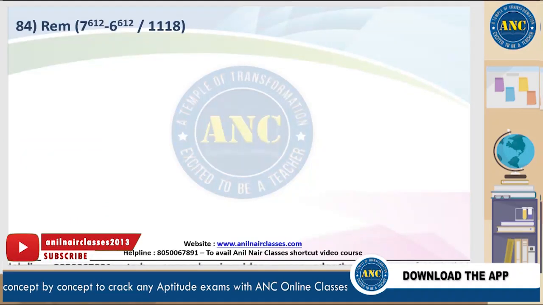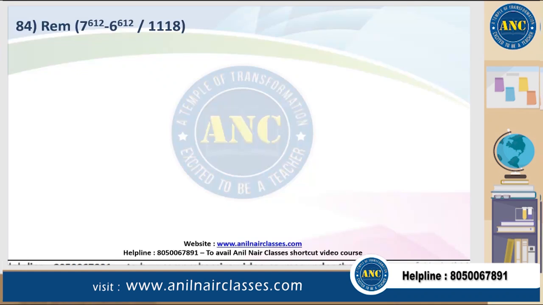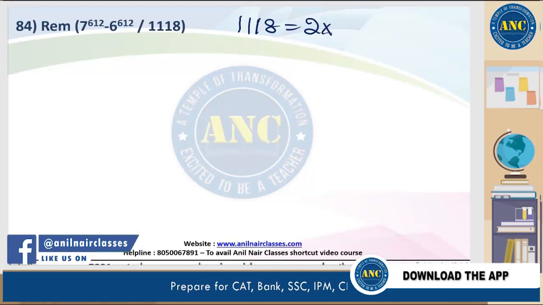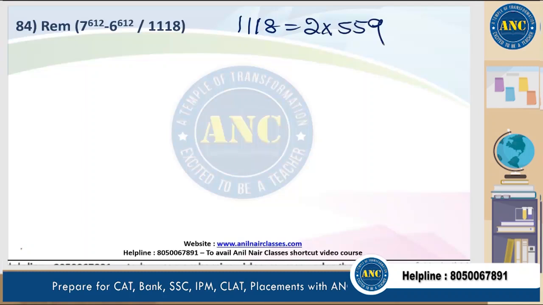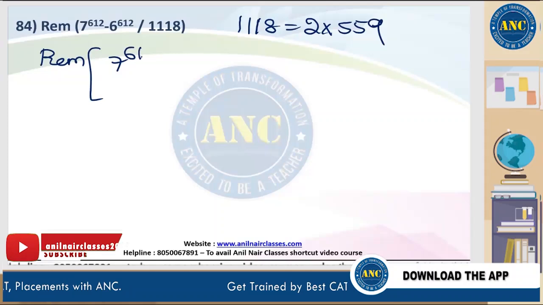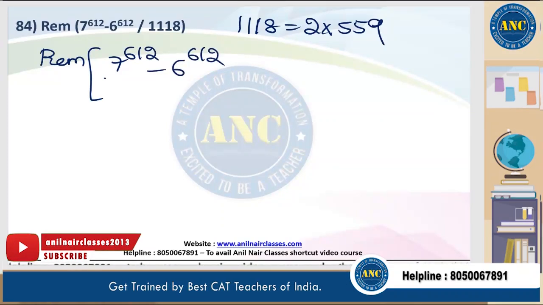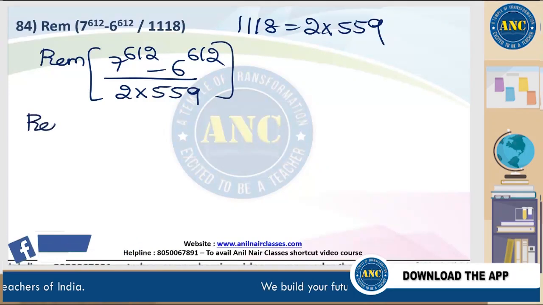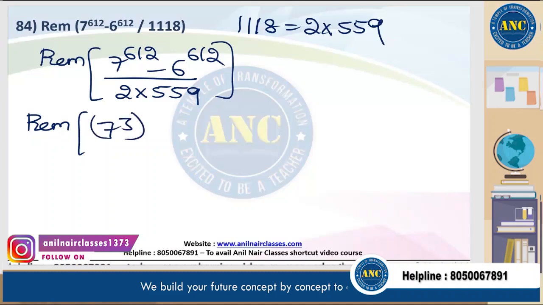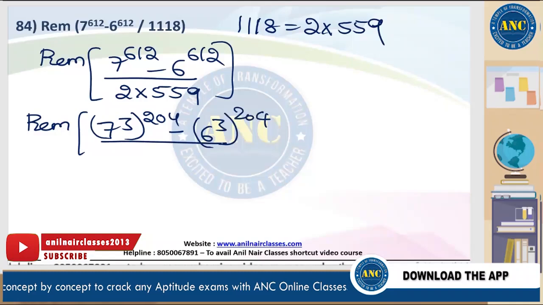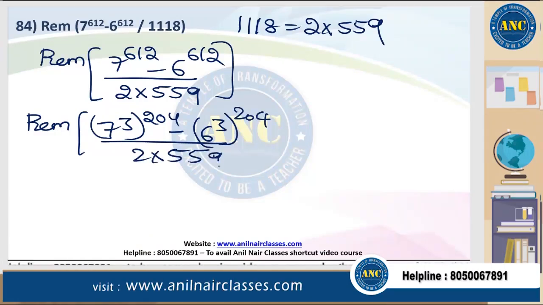Next, find the remainder when 7 power 612 minus 6 power 612 is divided by 1118. Now, 1118 is nothing but 2 into 559, a product of co-primes. So this can be written as 7 cube power 204 minus 6 cube power 204 divided by 2 into 559.